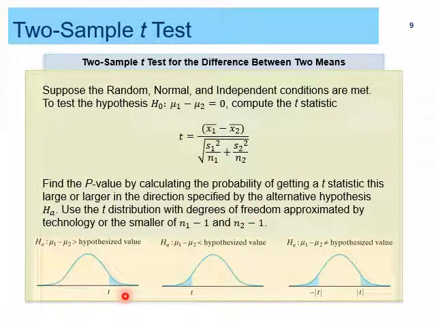And here we have seen in earlier slides the alternate hypothesis and how we are going to understand it. If mu1 minus mu2 is greater than the hypothesized value, it's in the right tail, and if it's lower then it's in the left tail. And when we are not specifically defining the direction, then it would be two-tailed.